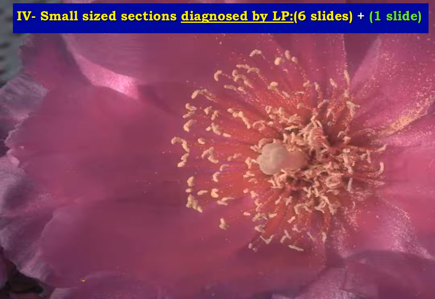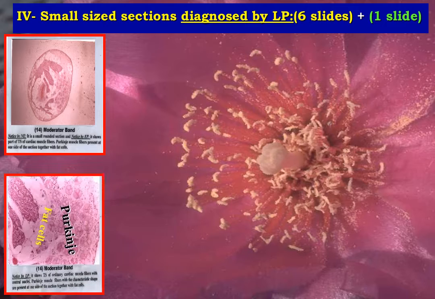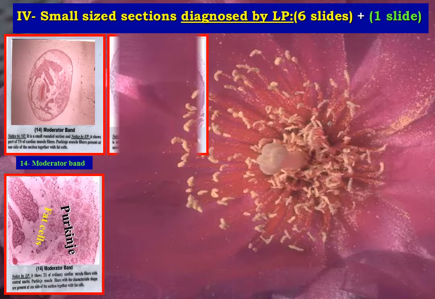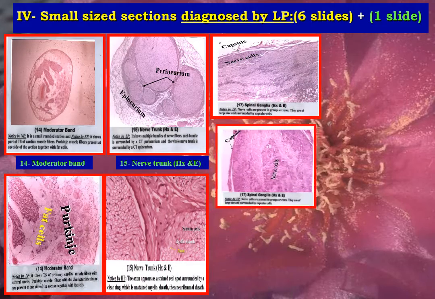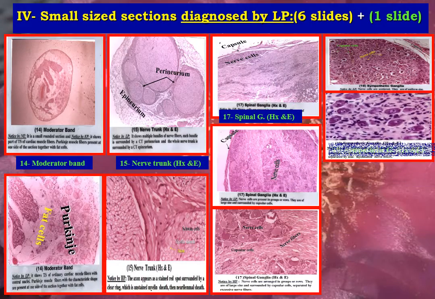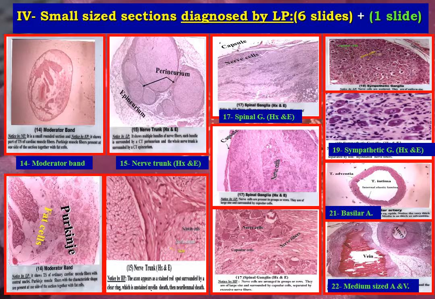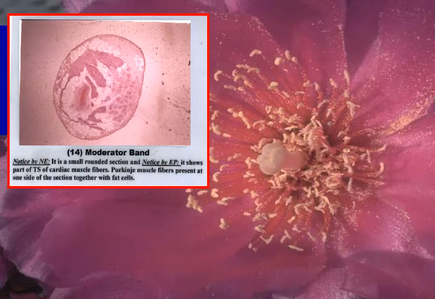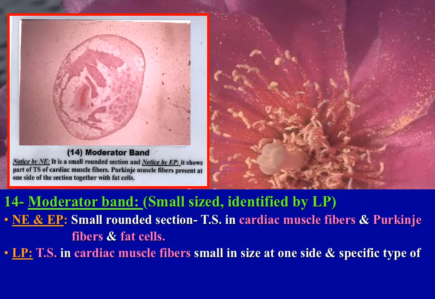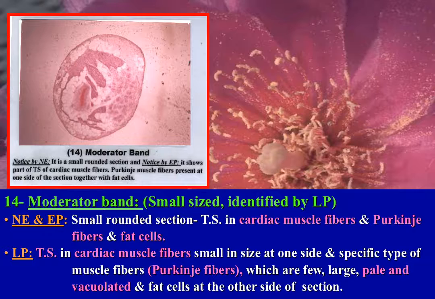Small-sized sections diagnosed by low power: moderator band, an example of the conducting system of the heart; nerve trunk, spinal ganglia, sympathetic ganglia; basilar artery, an example of a specialized medium-sized artery; and medium-sized artery and vein. First, an example of the conducting system of the heart, the moderator band.